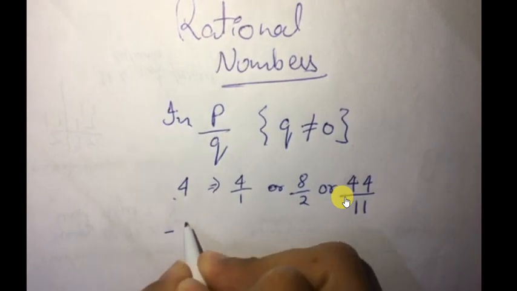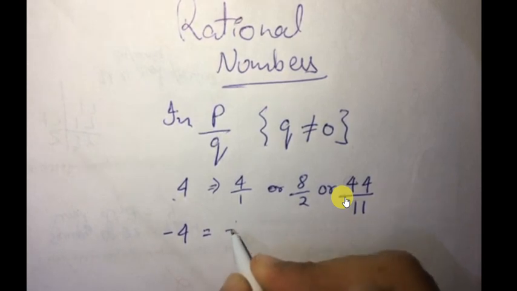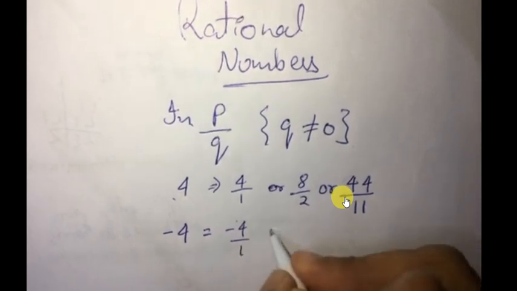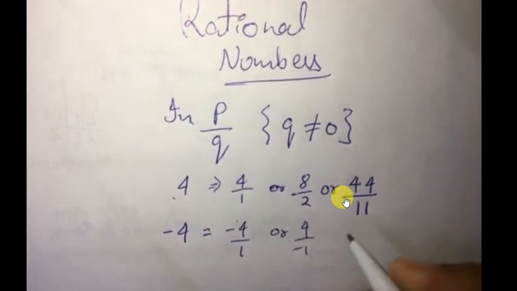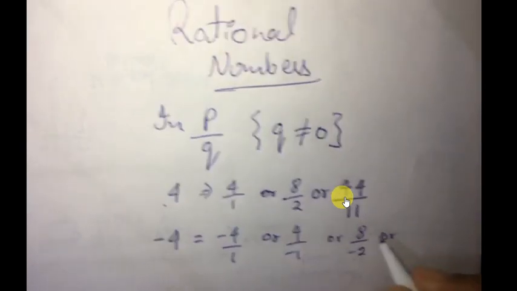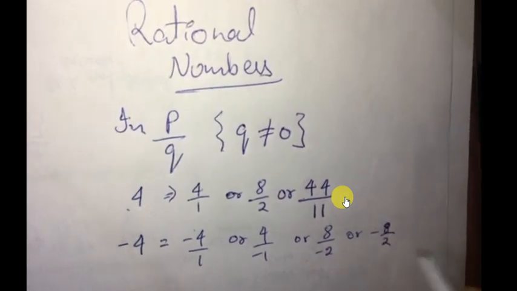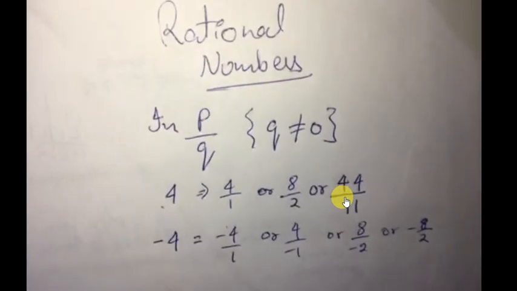Or if it is a negative number, let's say negative 4, it can be written as negative 4 by 1, or 4 by negative 1, or 8 by negative 2, or negative 8 by 2. In any form you can write.